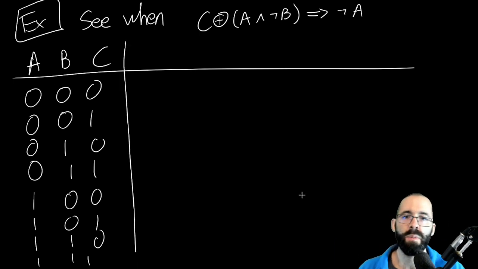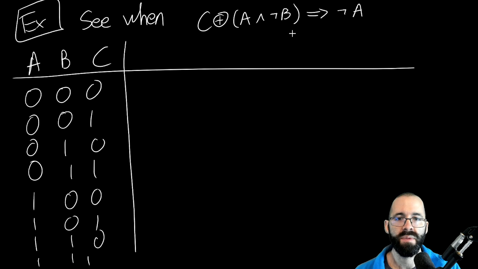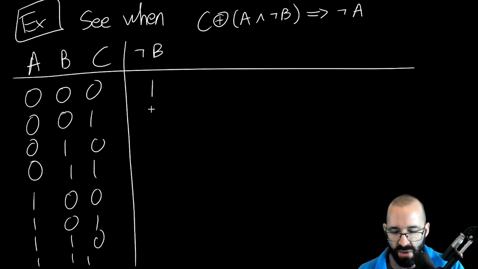And now we just approach this truth table in steps. We always start on the inside and work our way out. So we have parentheses. We're going to need to know this. So let's start by making, what is not B? Well, that's easy. Not B is just the opposite of whatever B is.